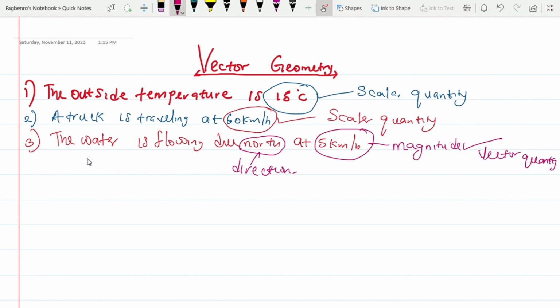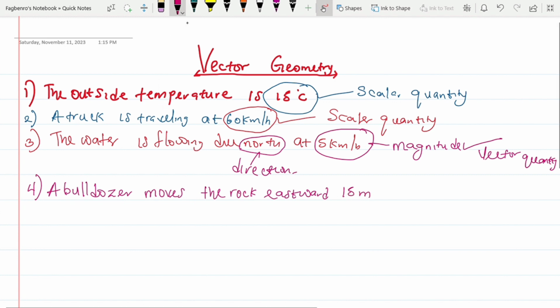All right, let's do one more. Number four. A bulldozer moves the rock eastward 15 meters. Now, looking at this, we will see that we have a magnitude, that is a value of 15 meters, and the direction is eastward. It implies that this is a vector quantity.